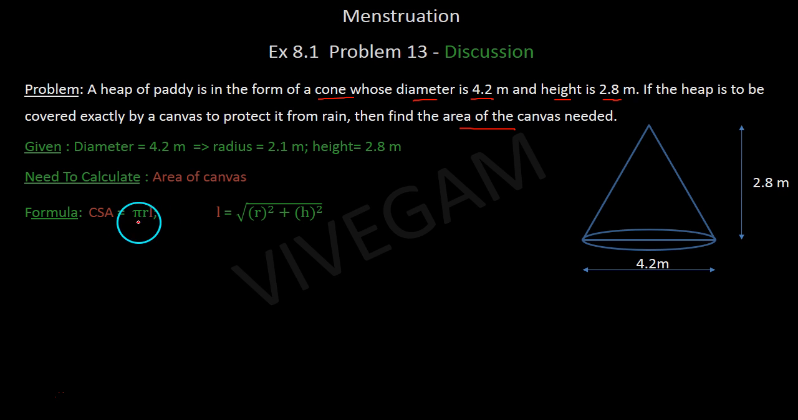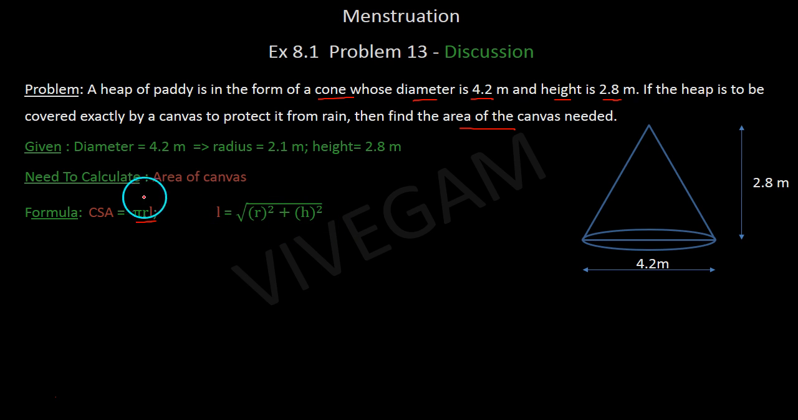But you see, we will not be able to calculate it because we don't know the slant height. Only height is given, slant height is not given. So we cannot calculate CSA. We have to do something else. So let's see what else is given. We'll have to calculate L. The formula for L is slant height is root of radius square plus h square. We know radius, we know height. So using this formula, we'll be able to calculate slant height.